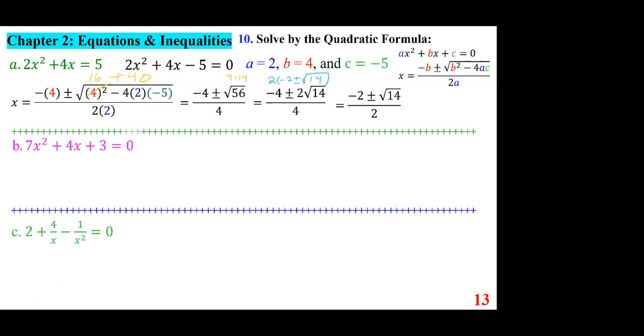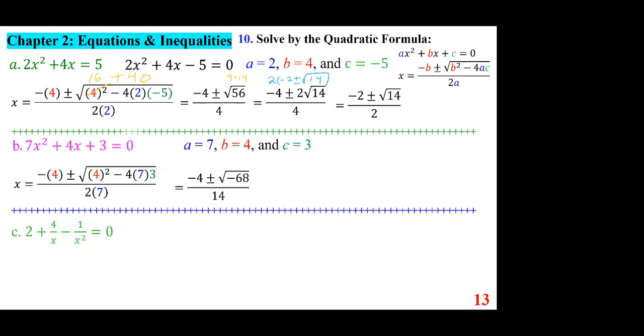All right. Part B is in standard form. So we write a, b, c, very straightforward. A is 7, b is 4, and c is 3. And we plug it into the formula. We do the math. We square the 4. We multiply negative 4 by 7 by 3. And we end up with negative 4 plus or minus the square root of negative 68 divided by 14.